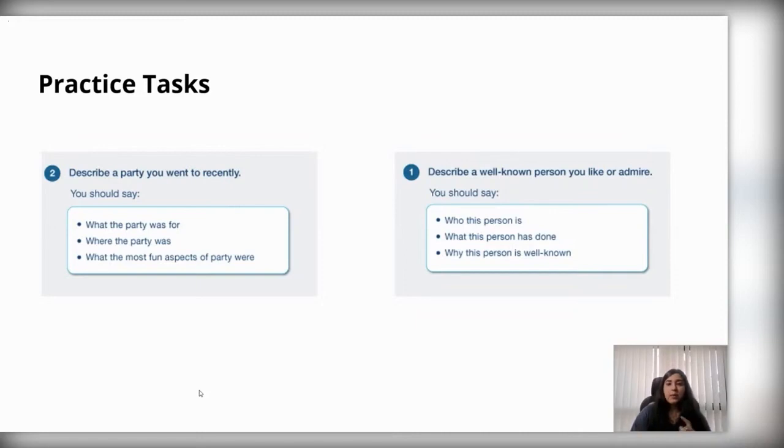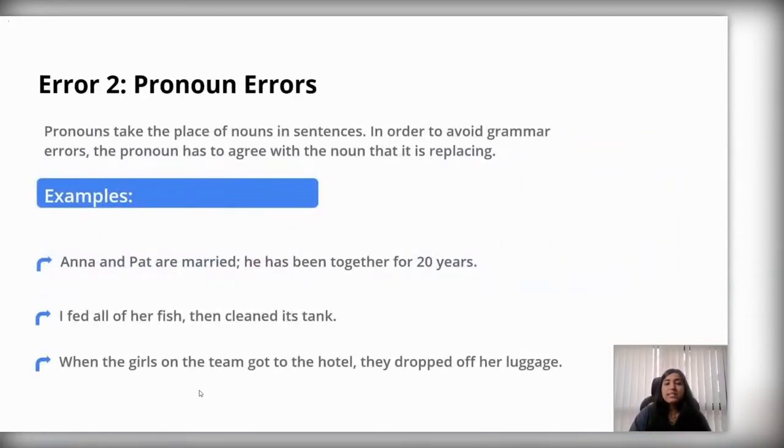Also, when you're practicing, make sure that you can get this time in, maybe like that 30 seconds to figure out things, so that when it's the day of the exam, you know exactly how to tackle these questions. All right, let's move on to error number 2, which is pronoun errors.